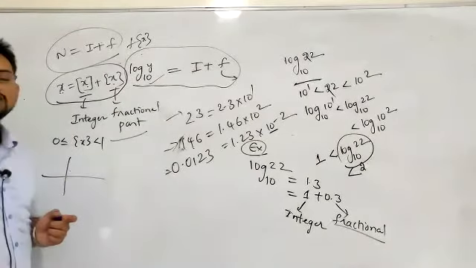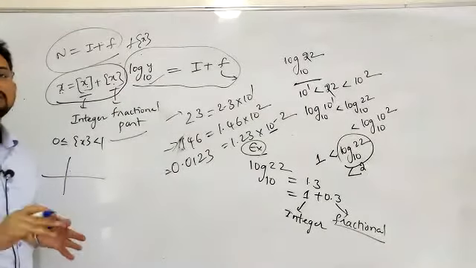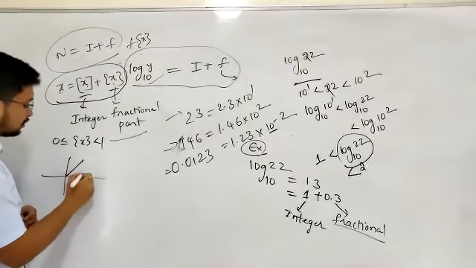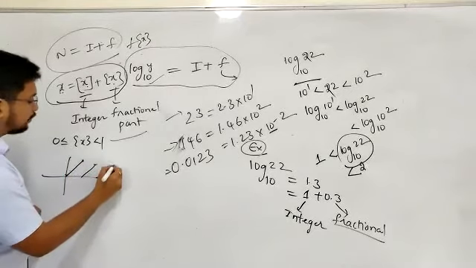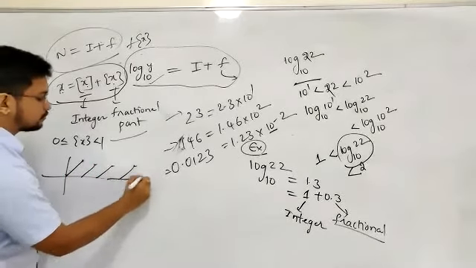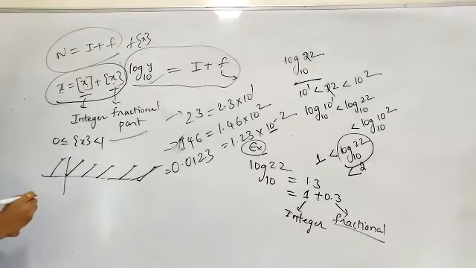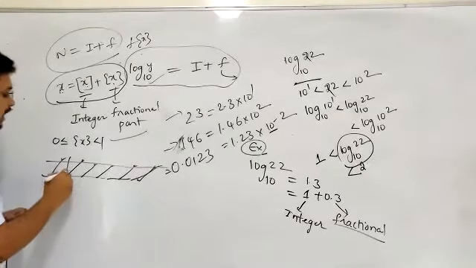Fractional part of x is always positive. You have to remember this throughout this course of 2 years. This is the graph of the fractional part of x which we have studied already. This lies between 0 and 1.